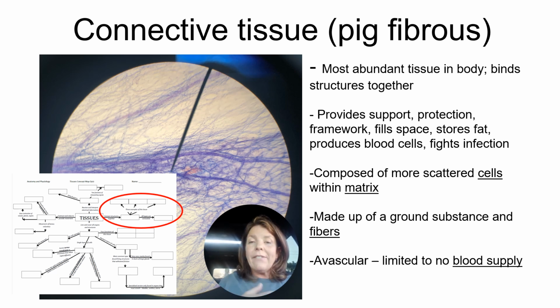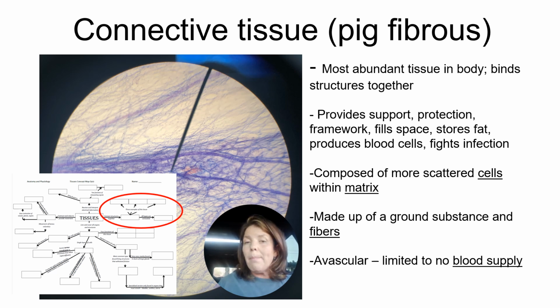One of the unique features of connective tissue is that it's made of something called a matrix, and that matrix is a mixture of cells and this surrounding jelly-like fluid. Sometimes it's very liquidy, sometimes it's much more firm and rigid, but that matrix is called a ground substance, and it contains fibers that can be elastic or fibrous in nature.